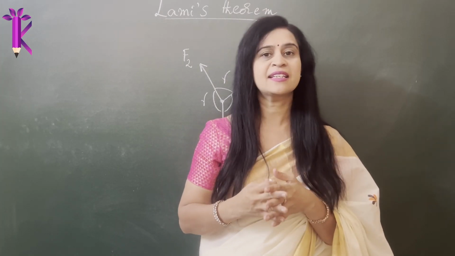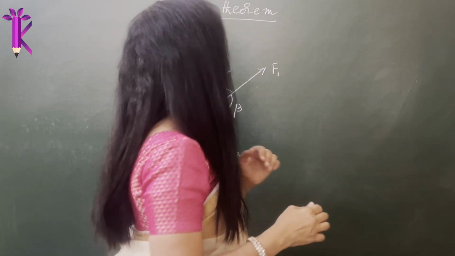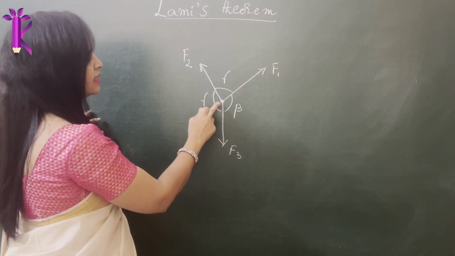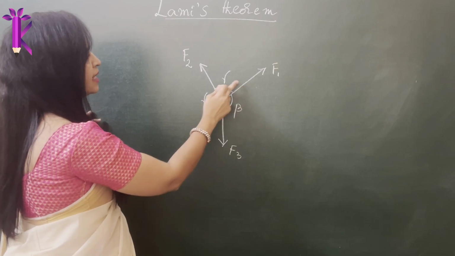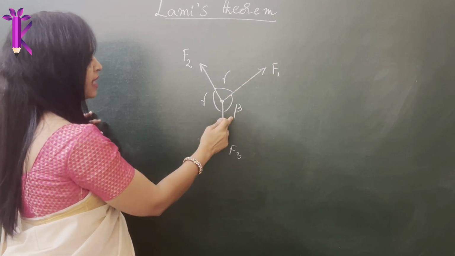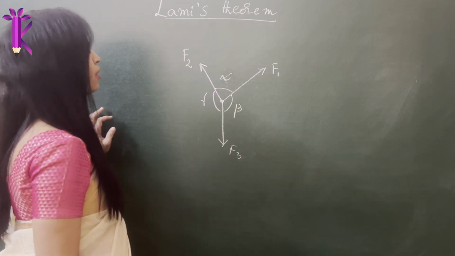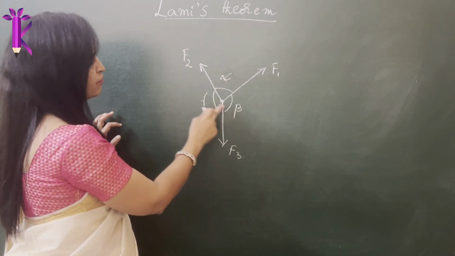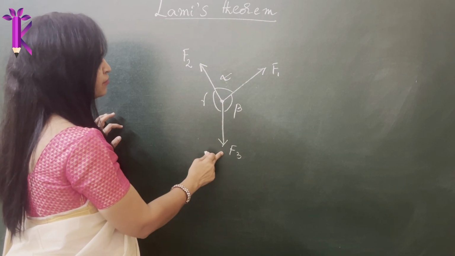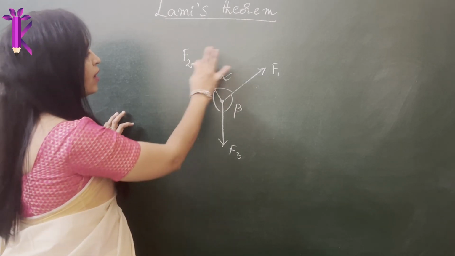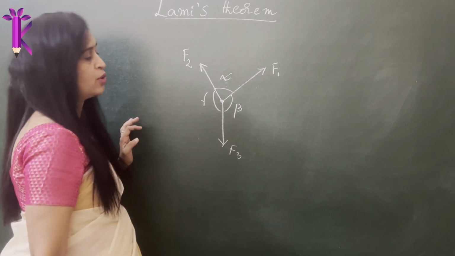So let's get started with Lami's theorem. Imagine you have three concurrent forces acting at a point. F1 makes an angle alpha with force F2, and it makes an angle beta with F3, whereas the angle between F2 and F3 is gamma. How are these forces related according to Lami's theorem?